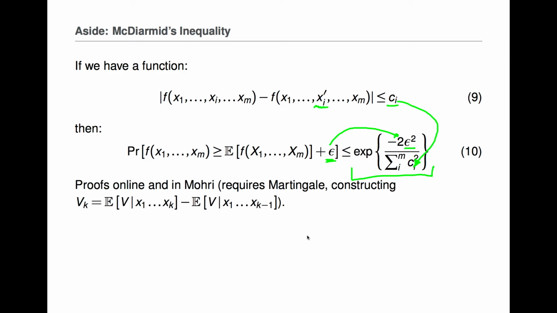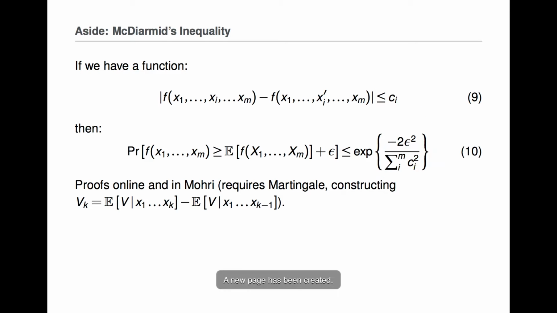We won't prove this here. It's proved in the book. It requires some math called martingale theory, basically constructing a sequence of these variables vk, conditioning on more and more of the inputs to the vector, showing that as you add more conditioning, it doesn't move too much.